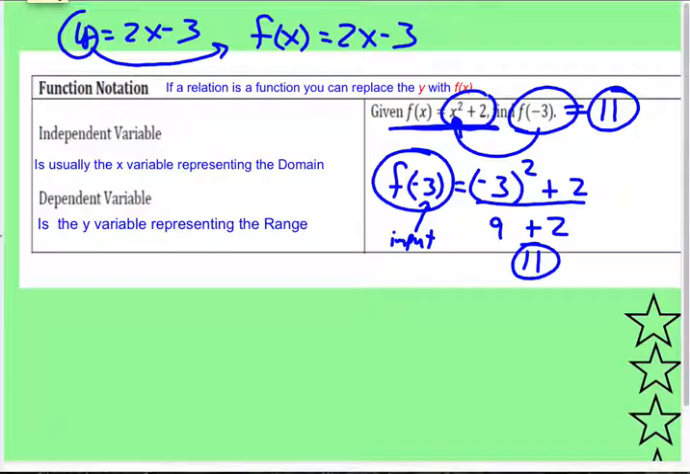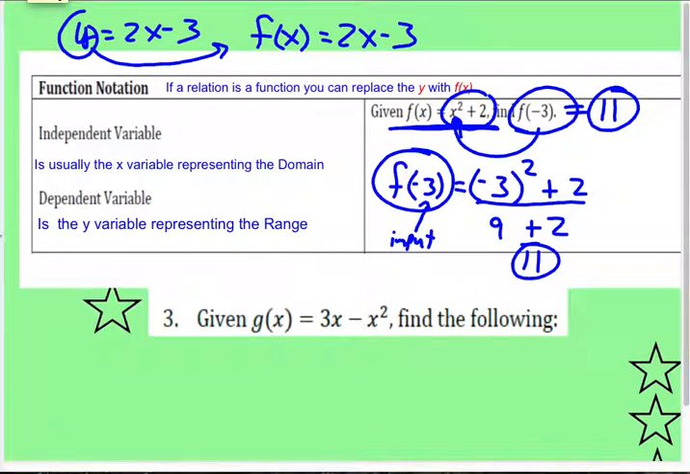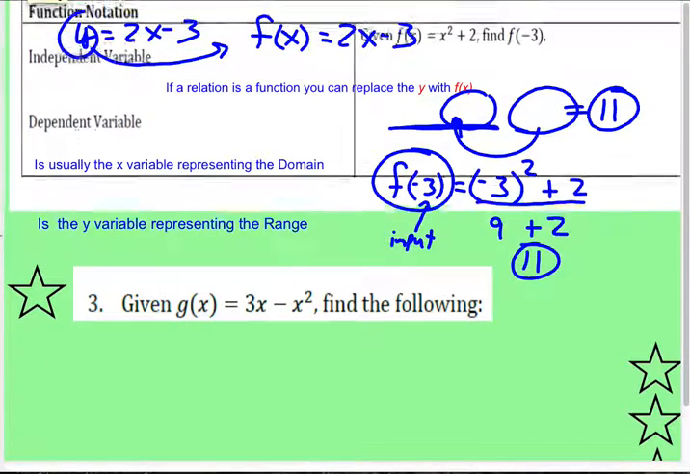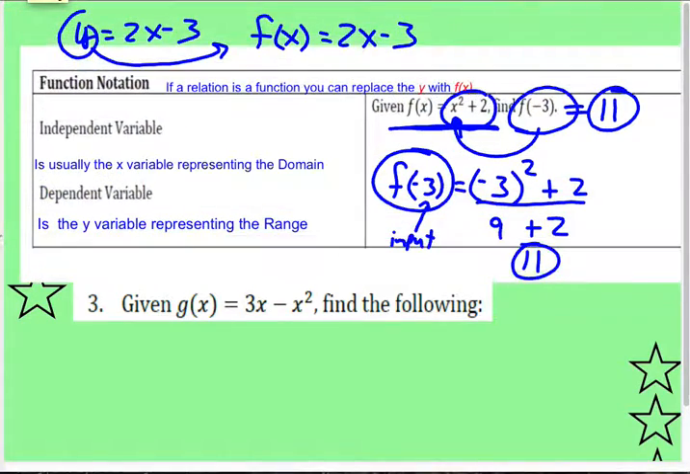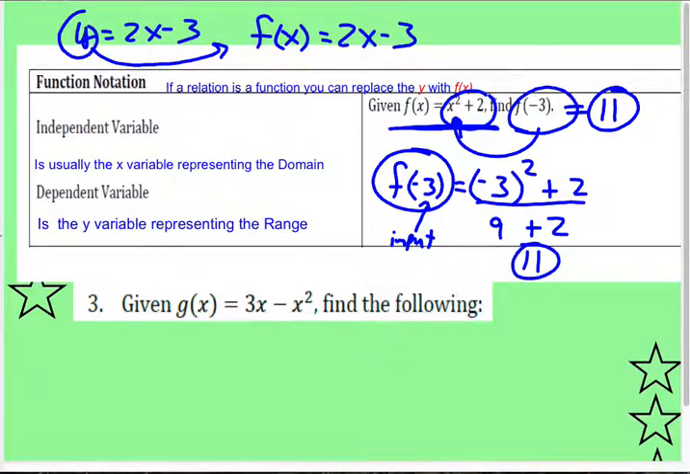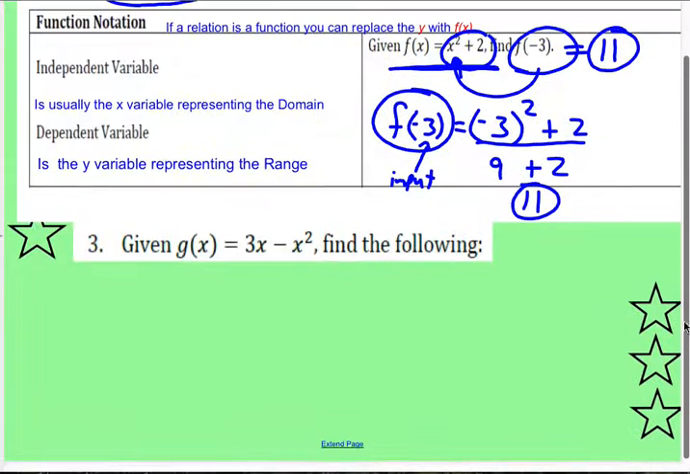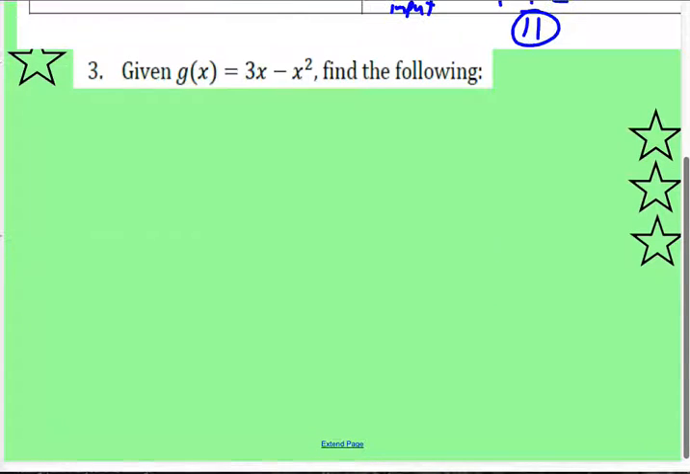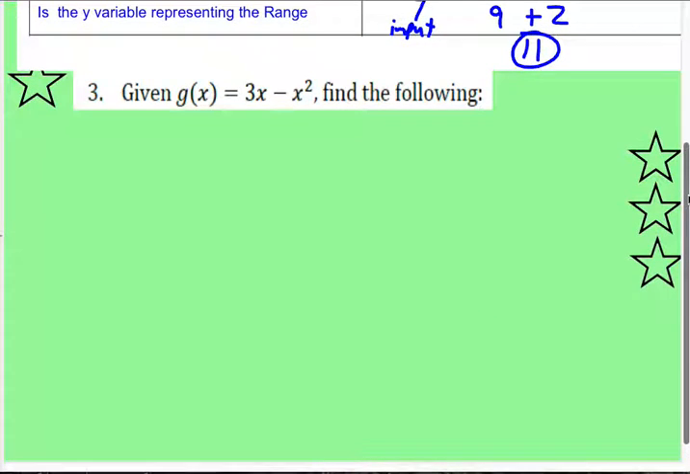Okay. Let's evaluate a few more functions here. Here we're going to be given g of x. Give us a little room to work. So the title of our function is g now. G of x equals 3x minus x squared. It says evaluate the following.